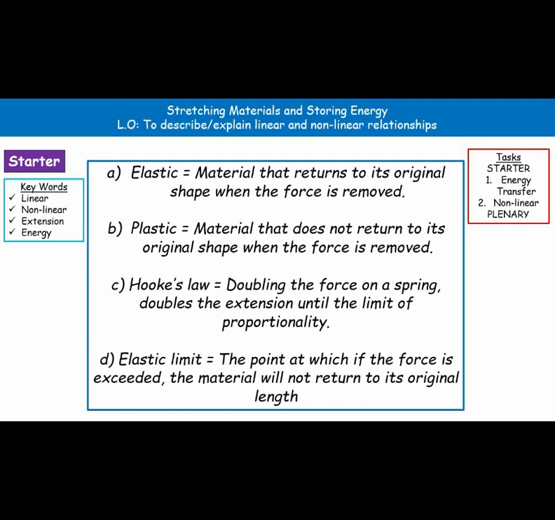Hooke's law is where when we double the force on a spring we will double the extension until the limit of proportionality. I think you can give yourself 2 ticks for that one. One for doubling the force on a spring doubles extension, and the other for until the limit of proportionality. And then the last one, the elastic limit, is the point at which if the force is exceeded the material will no longer return to its original length. So give yourself a mark out of 5 and then give me an answer in the chat window as to how we did. Give me a number from 1 to 5.